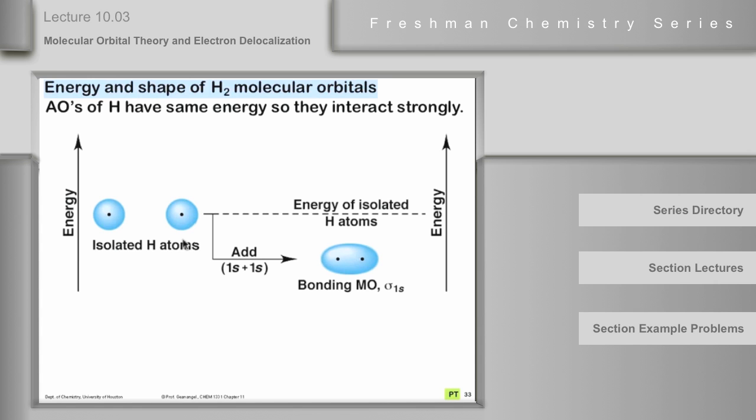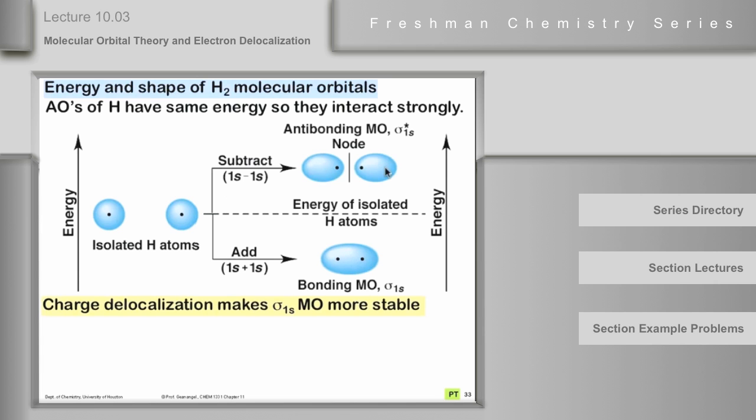Okay. We get a bonding molecular orbital that you recognize here that's lower in energy. And if you take the difference, charge delocalization is one of the things that makes this more stable when we put electrons in. We take the difference, then we get the antibonding one with the node in the middle here. And therefore, this thing is at higher energy.